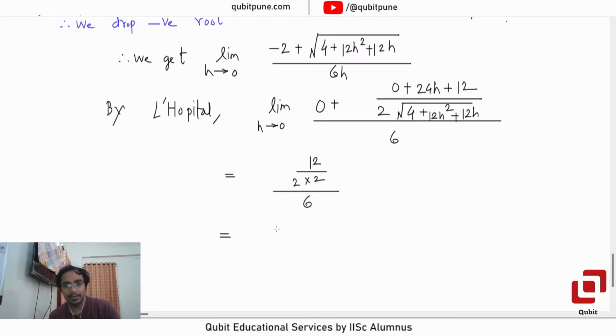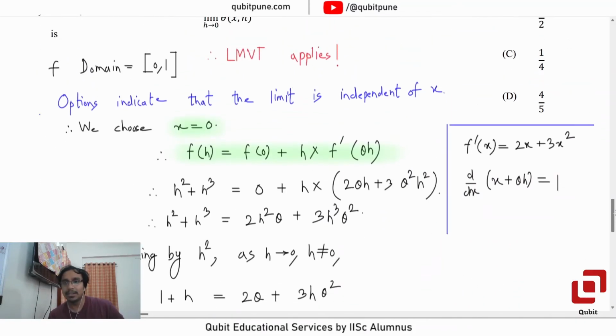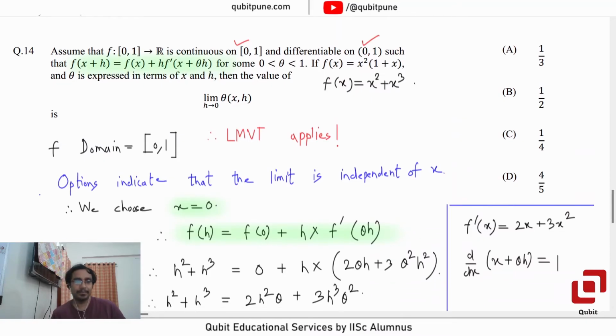12 upon 4 is 3, 3 by 6 is 1.2. So the correct option is B. The correct option is B.